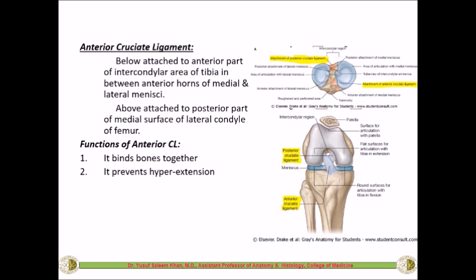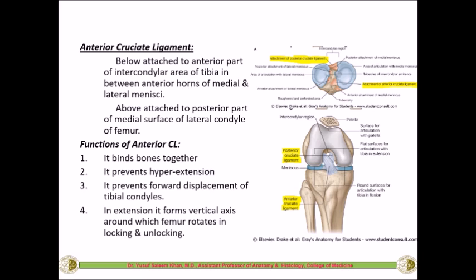Then it also prevents hyperextension, as I said, because it is attached in the front here, and then on the femur it is attached behind. Whenever the knee tries to extend, up to a certain extent you allow, but after that it becomes taut whenever you try to hyperextend. So it prevents hyperextension of the knee joint. It also prevents forward displacement of the tibial condyles on the stable femur; if the tibial condyles try to slip in the front, it is prevented by this anterior cruciate ligament.